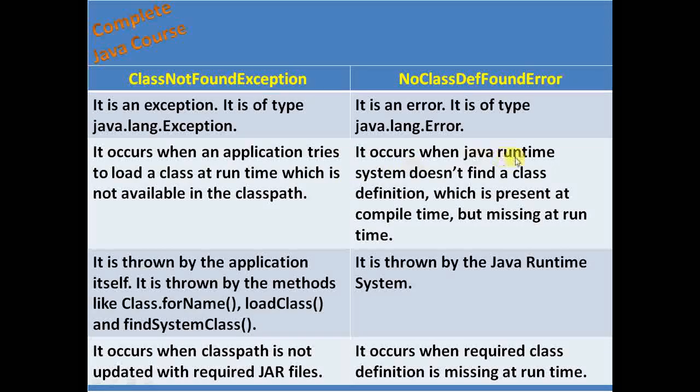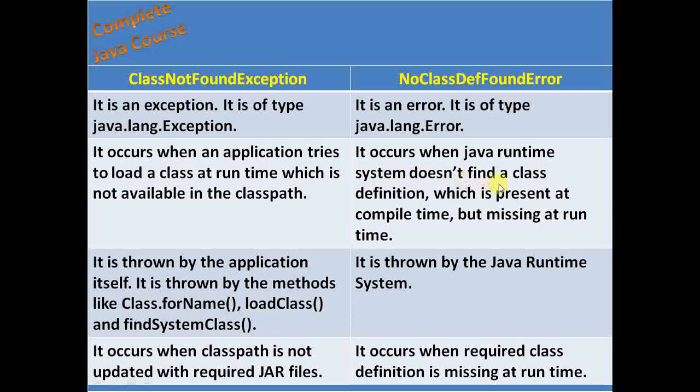It occurs when the Java runtime system does not find a class definition which is present at compile time but missing at runtime. Okay. Now the third point is it is thrown by the application itself. It is thrown by methods like Class.forName, loadClass and findSystemClass. It is thrown by the Java runtime system.